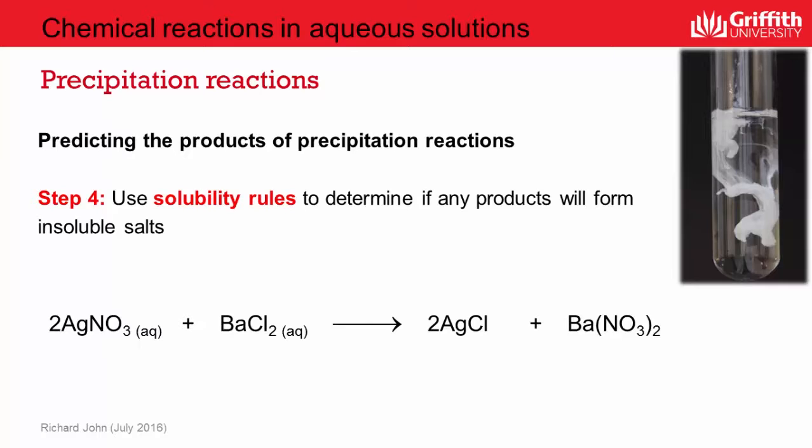Step 4 is we're going to use our solubility rules to determine if any products will form insoluble salts. So we need to assign either an AQ or a solid subscript there. If it's an insoluble salt, it will form a solid precipitate and we give it the S subscript. If it's a soluble salt, it will form an aqueous solution and we give it the AQ subscript.